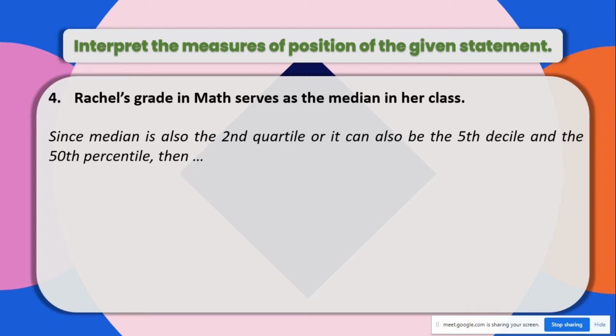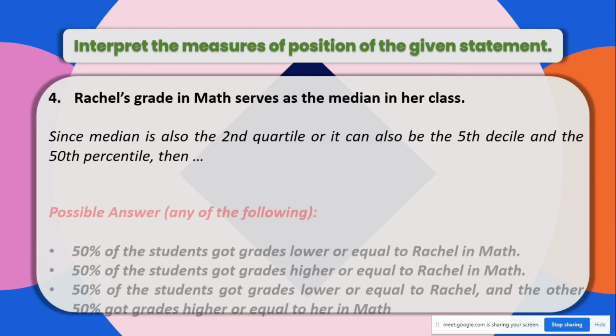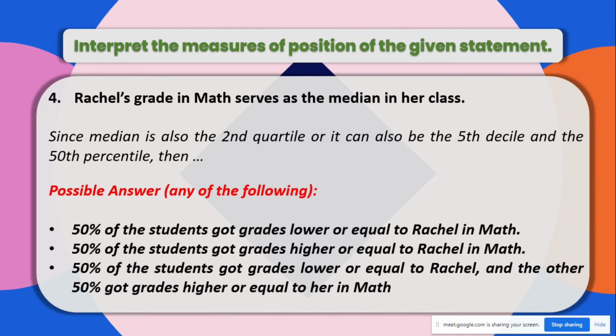So, pag sinabing nasa tunga, it could be the 5th decile, pwede rin 50th percentile, pwede rin 2nd quartile because pareho lang yan, nasa 50%. So, 50% yung nasa left, 50% naman yung nasa right. So, to interpret, these are the possible answers. So, 50% of the students got grades lower or equal to, wala man sinabi kung ano yung score ni Rachel.